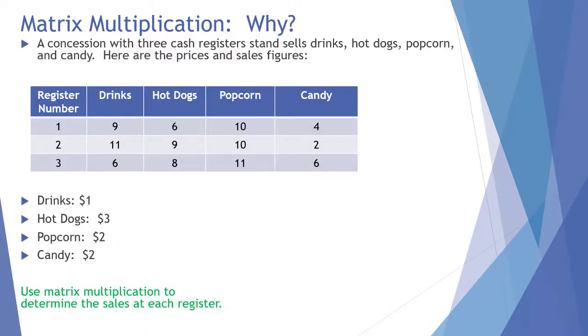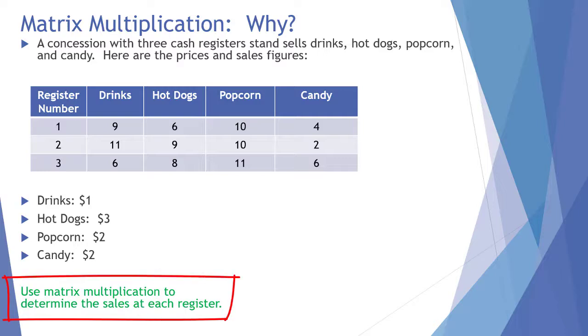Okay, so I want to show you why matrix multiplication is such a convoluted process through an actual simple application here. Suppose you had a concession stand at an event that had 3 cash registers, and they were selling drinks, hot dogs, popcorn, and candy. And so I've given you a table with the sales figures here. Register number 1 sold 9 drinks and 6 hot dogs, 10 popcorns, and 4 candy, and so on. Drinks are $1 a piece, hot dogs are $3, popcorn is $2, and candy is also $2. Let's use matrix multiplication to see what the sales are at each of the registers.